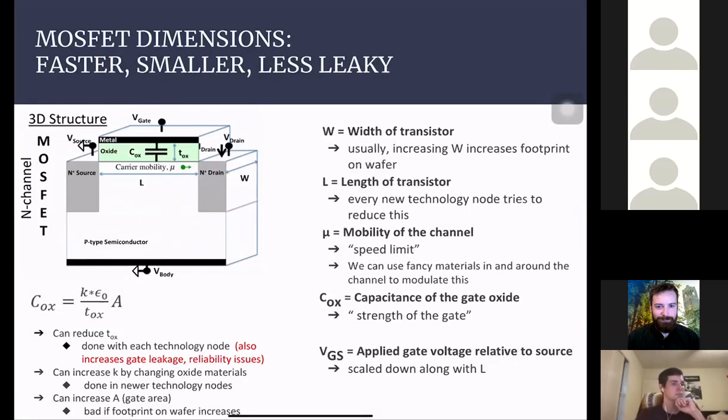Now, mobility, as I told you, shows you how fast an electron can move. And we use fancy materials in and around the channel to modulate this. That's really regarding further design. And capacitance shows the strength of the gate, meaning how much voltage we can apply without it getting burned up. Then the applied gate voltage relative to the source determines how the electron flows, or if we can switch it on or off. So again, for another session.